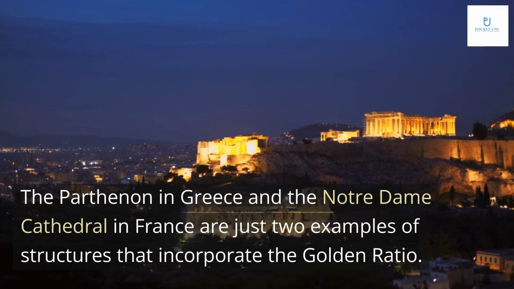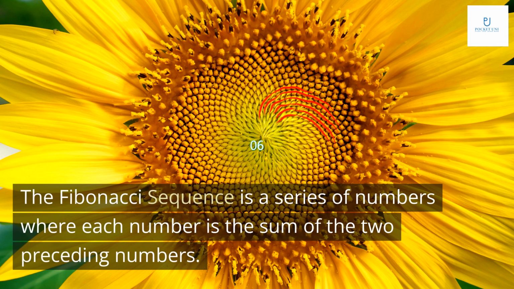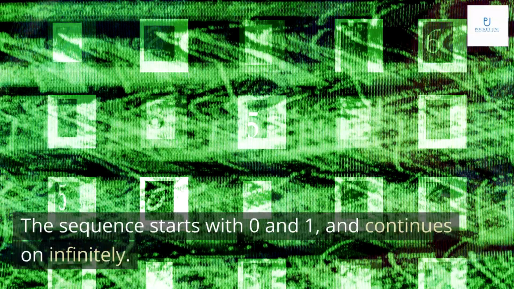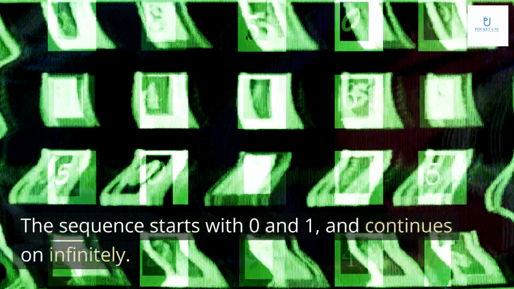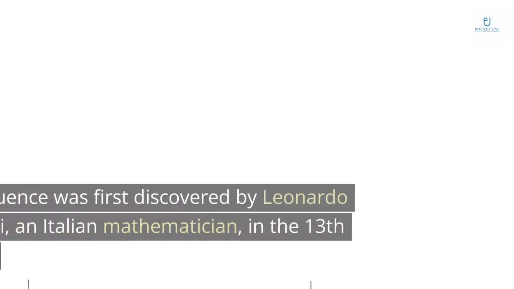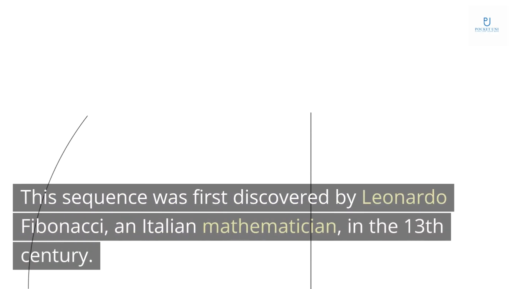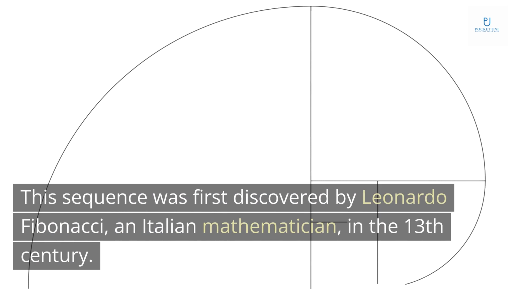The Fibonacci sequence is a series of numbers where each number is the sum of the two preceding numbers. The sequence starts with 0 and 1, and continues on infinitely. This sequence was first discovered by Leonardo Fibonacci, an Italian mathematician, in the 13th century.